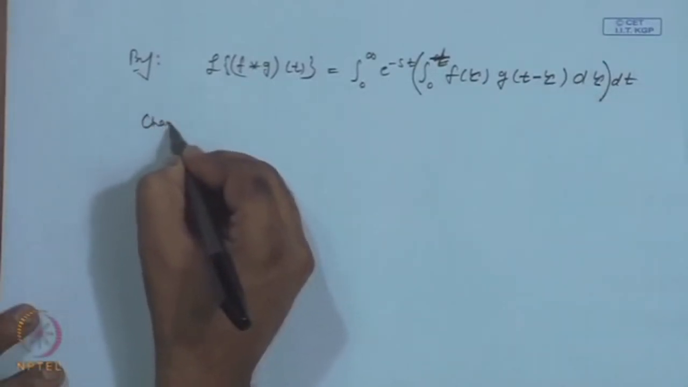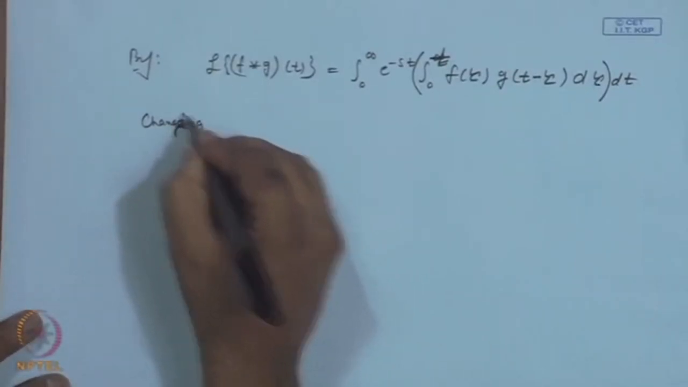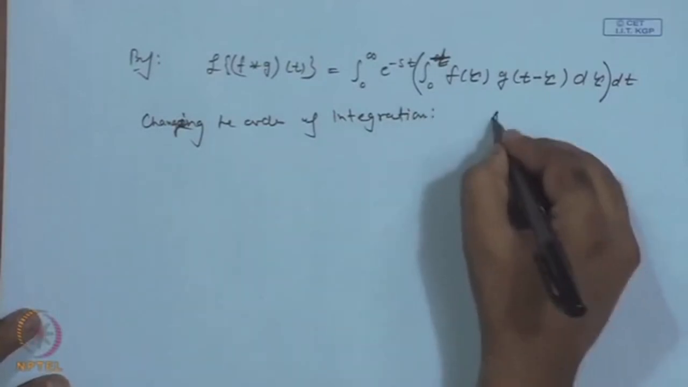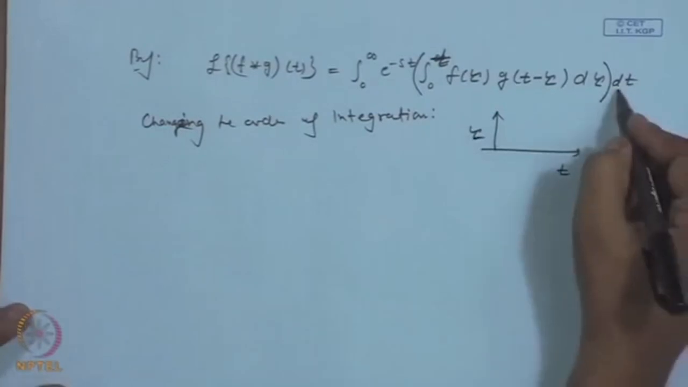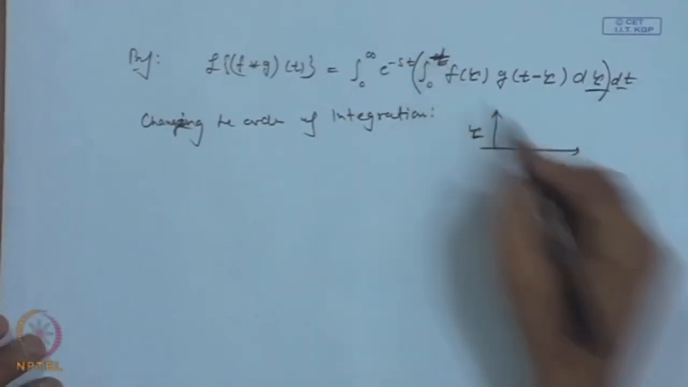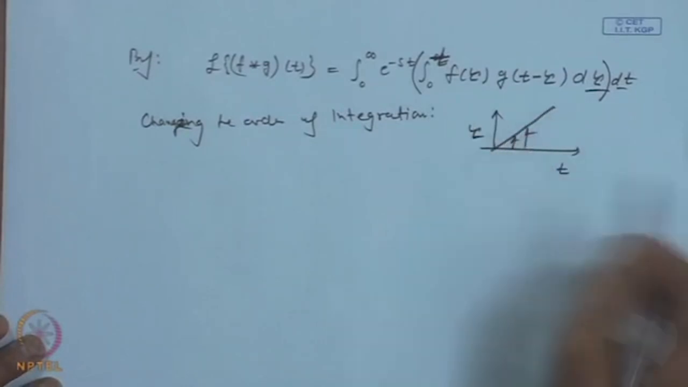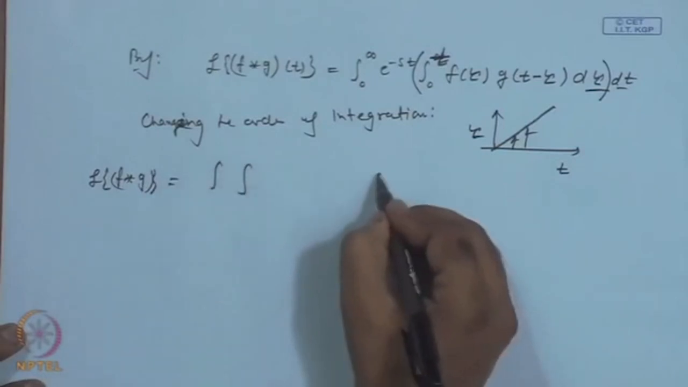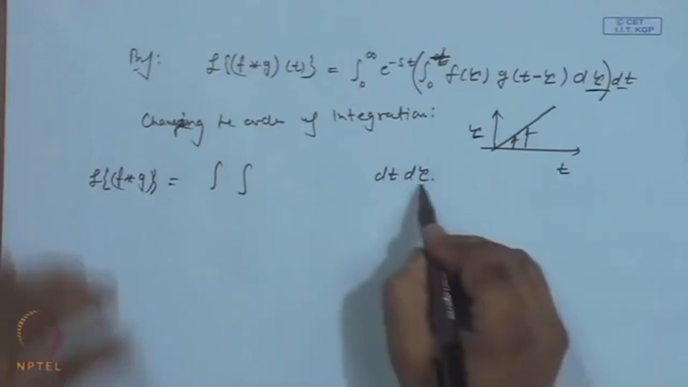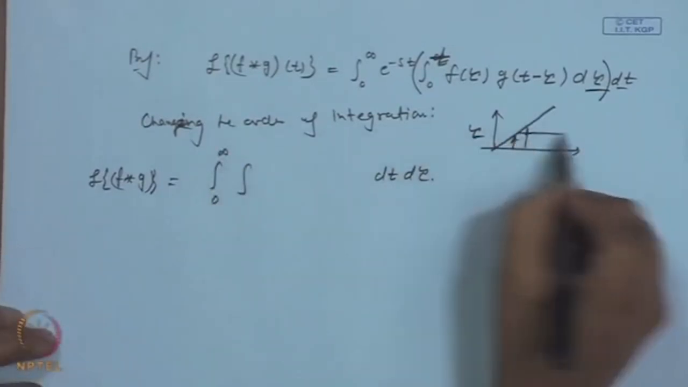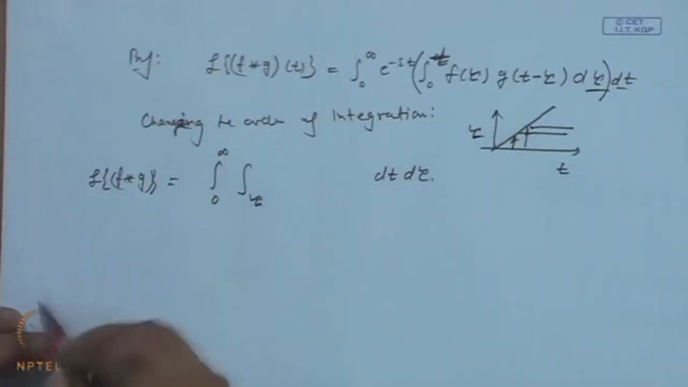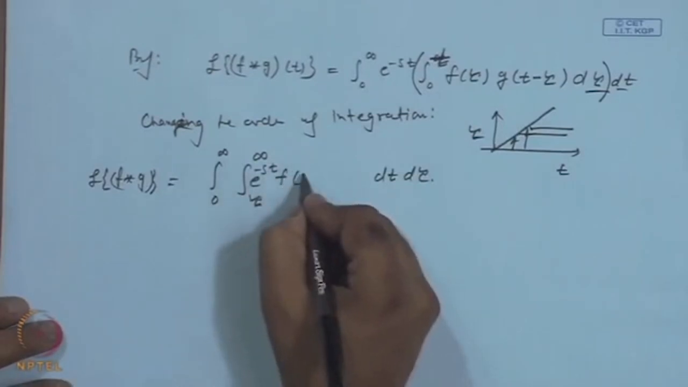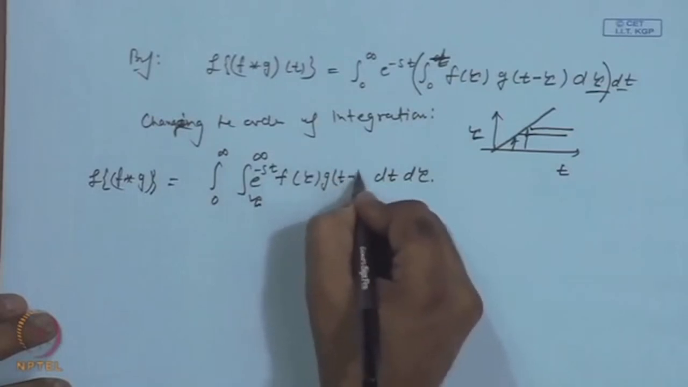So, we change the order of integration to simplify this. We have this t and tau, where t is from 0 to infinity, and tau is from 0 to t. Now, if we change this order of integration, so we want to have first t and then tau, the tau will now be 0 to infinity, and t from tau to infinity. So, we have e to the minus s t and f of tau g of t minus tau, d t d tau.